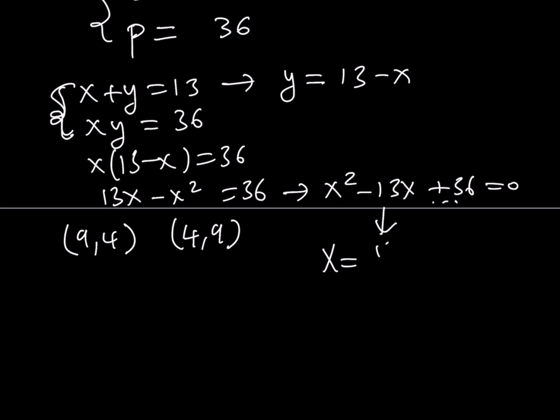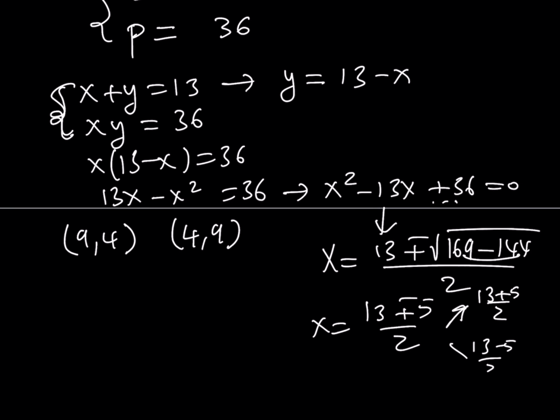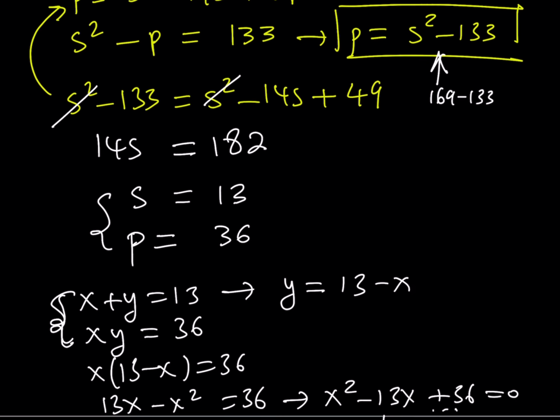x equals negative b plus minus the square root of b squared, which is 169, minus 4ac, which is 144, divided by 2. And from here, this gives us 25. The square root of 25 is equal to 5. And from here we get 13 plus 5 divided by 2 and 13 minus 5 divided by 2. As you know, this is equal to 9 and that is equal to 4. So we get the same answer no matter what. So we got two solutions from here, 9, 4 and 4, 9.